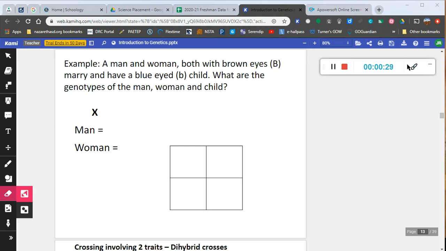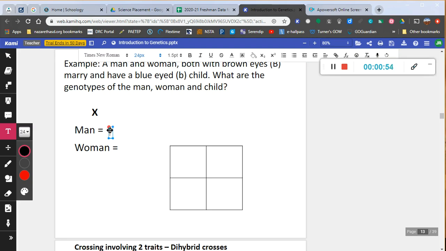Well, let's dissect this a little bit. It tells us that the man and the woman both have brown eyes and they have a blue-eyed child, right? So the very first thing was, how do I figure out which trait is dominant? Again, they're assigning a capital letter B, an uppercase letter, to brown eyes. So we're going to work with that and say, okay, brown eyes must be dominant. So if I'm going to start writing out the genotypes of the man and the woman, I would start by giving the man and the woman each the dominant allele that's giving them the brown eyes, right?